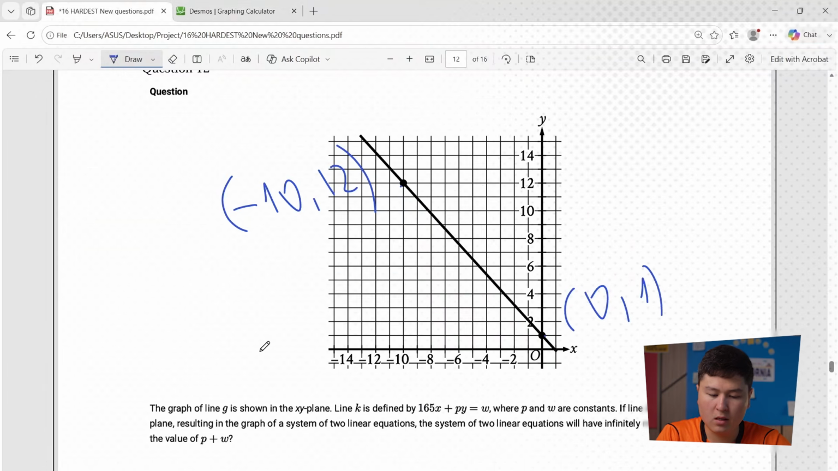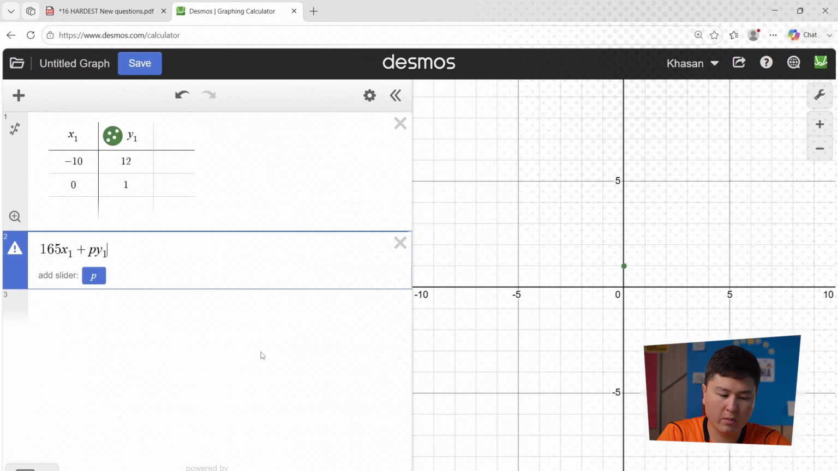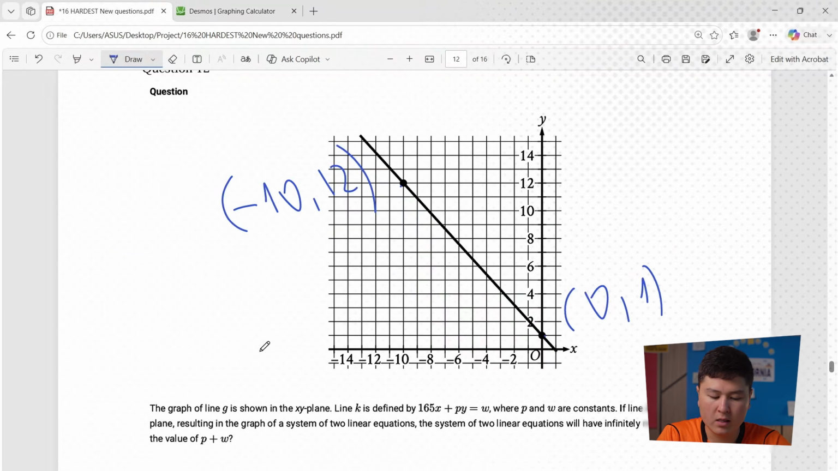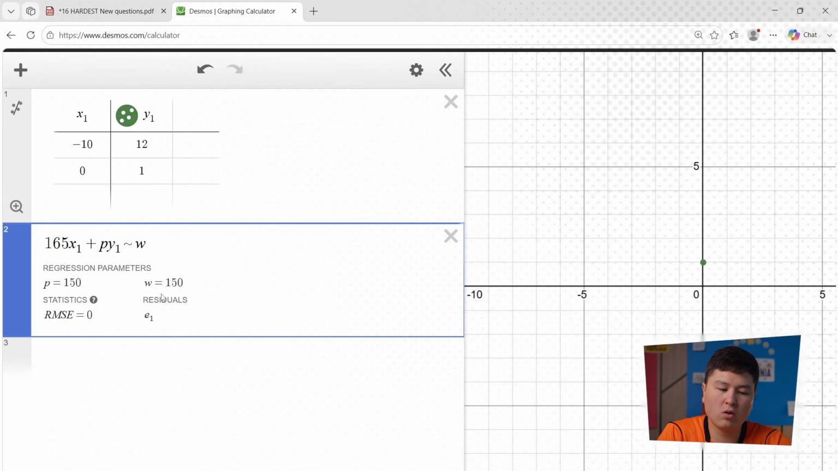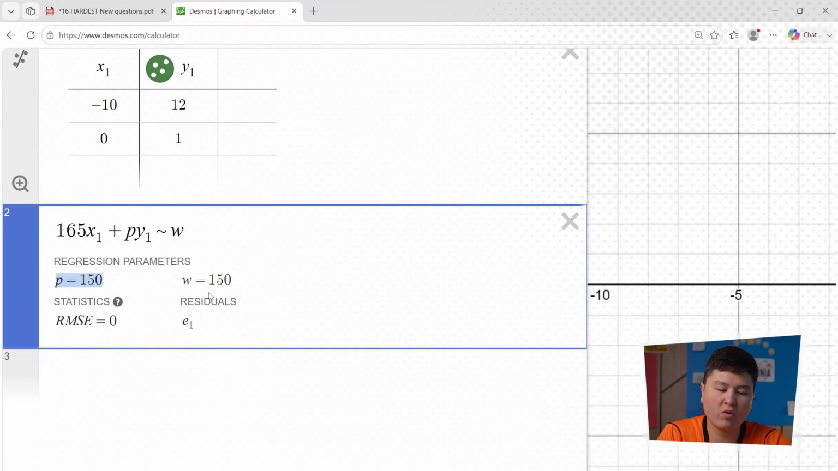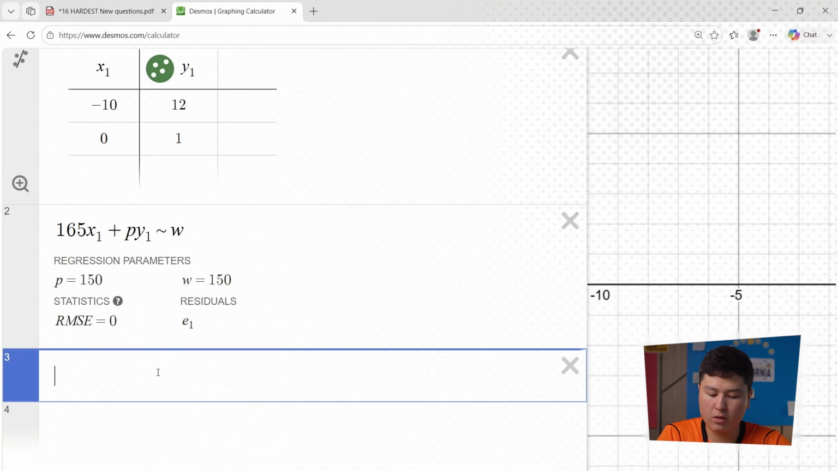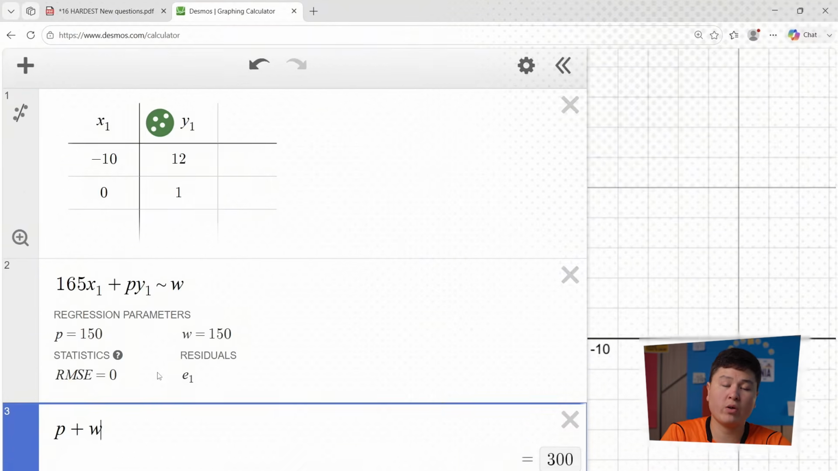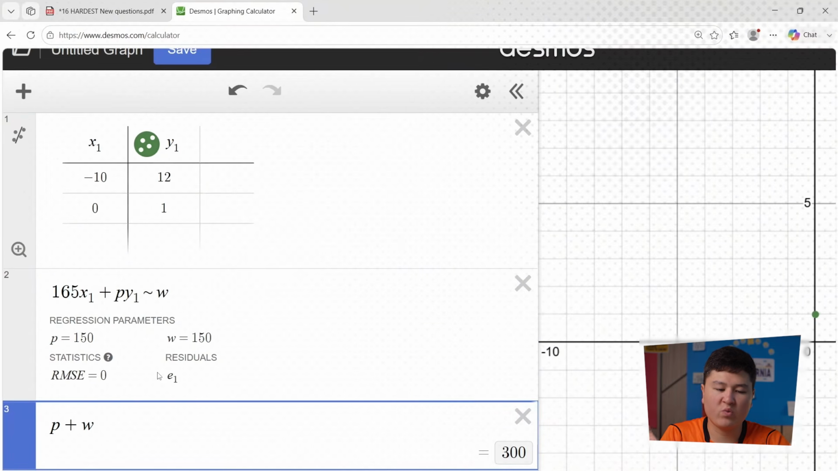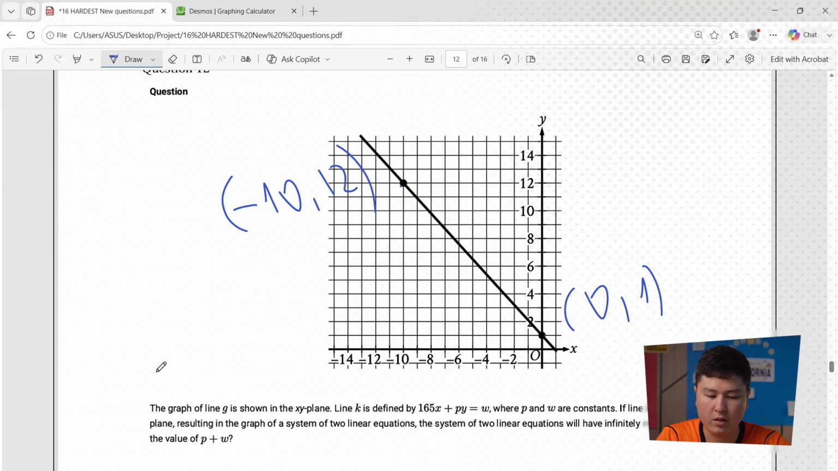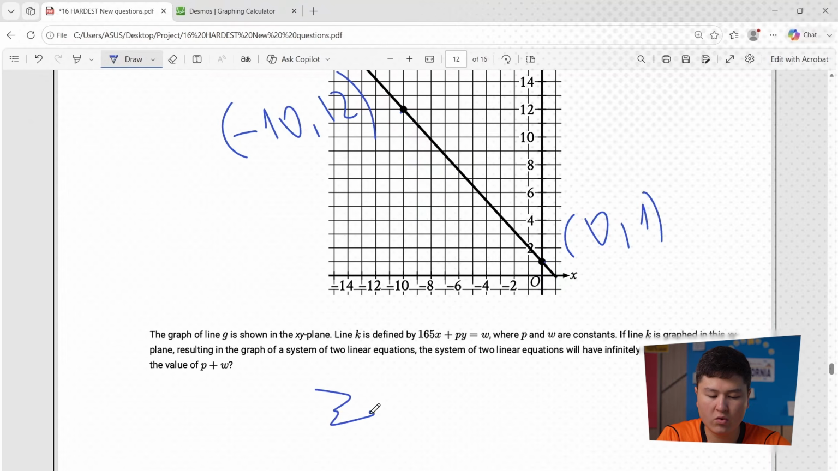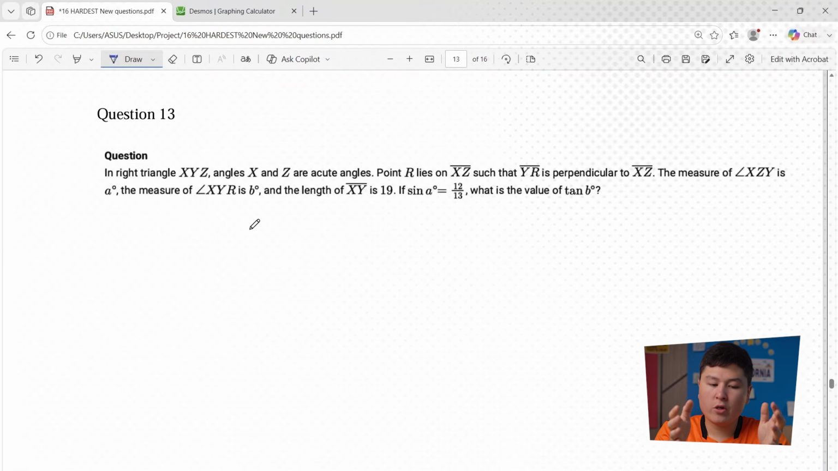165 x1 plus, so we have P multiplied by y1, and the tilde just equals W. And that's all, guys. We are having P equals 150, W is also the same. So the question is asking P plus W, so it is already 300. That's all, guys. With decimals, it's much easier. The answer is 300. And now we have question 13.